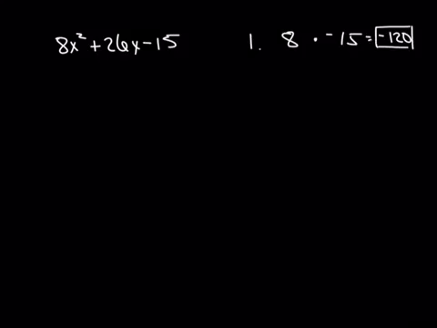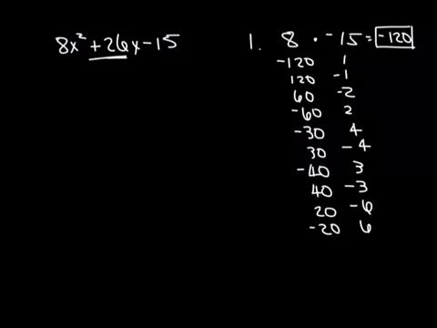So that's my key right there. Two numbers multiplied together give me negative 120, added together give me a positive 26. So one of them's got to be positive and one's negative, so that when I multiply, I get negative 120, and when I add, I get a positive 26. So let's just start listing them, I guess. I'll just pause here and go ahead and list them.